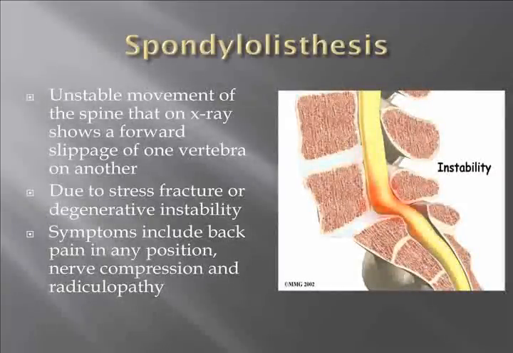A little bit about spondylolisthesis as a common cause of spinal stenosis. It is an unstable movement of the superior vertebra on the inferior. It's usually caused by a degenerative fracture or instability. The fracture in question is of the pars interarticularis, which is in the posterior elements of the spine. As a result of this, the superior vertebra slides forward and causes abnormal motion between the two vertebrae.